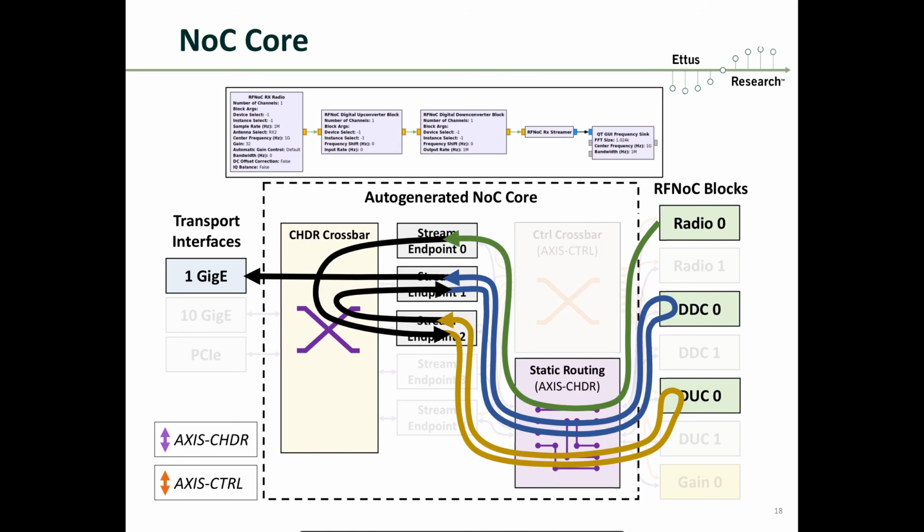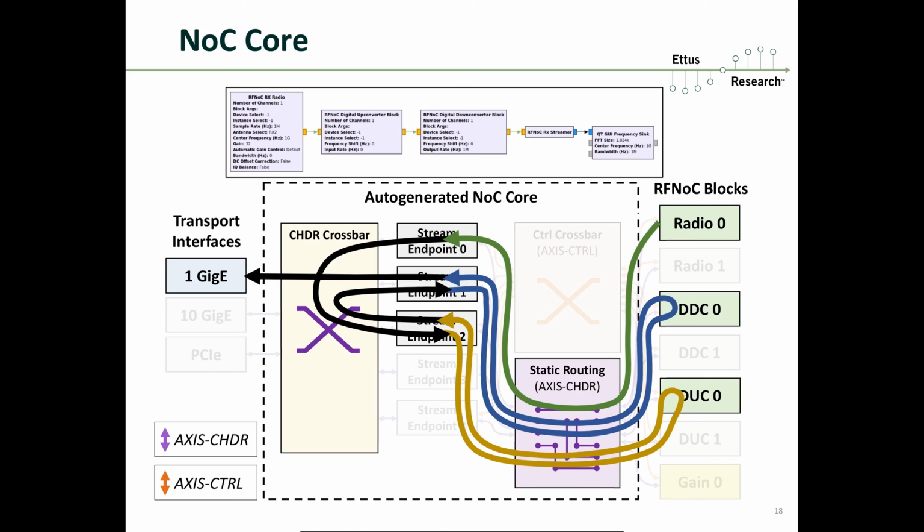Instead, what we do is we basically don't use any sort of static routing in this case. We essentially associate a stream endpoint with every block. So you can think of this almost as stream endpoint 0 is associated with radio 0, stream endpoint 1 is associated with DDC 0, and stream endpoint 2 is associated with DUC 0.